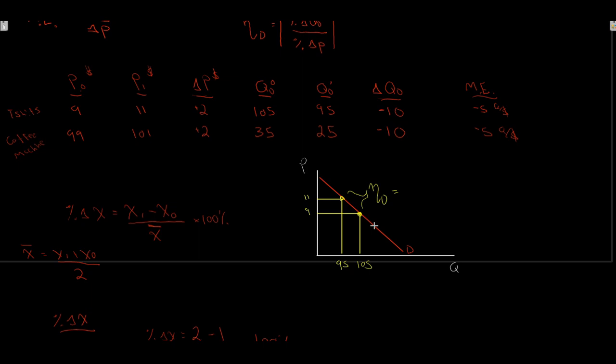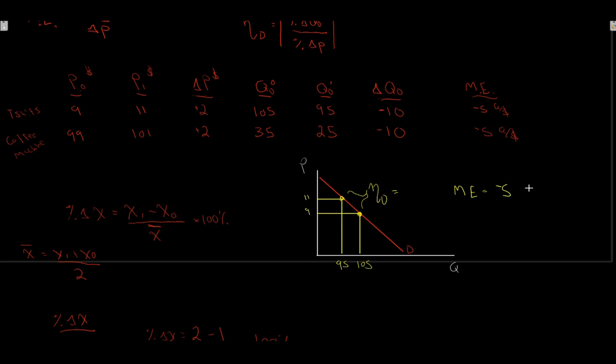In fact, in this case I'm not even saying we started off at 9 and went up to 11. I'm not saying we started at 11 and went down to 9. I have no implicit or explicit statement of direction. I'm just saying, what is my sensitivity between these two points? Well, you can work out the marginal effect without any direction, and you would just get negative 5.